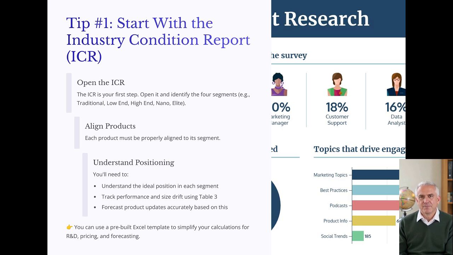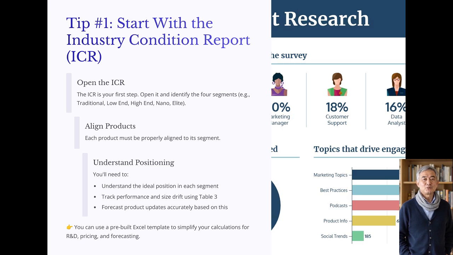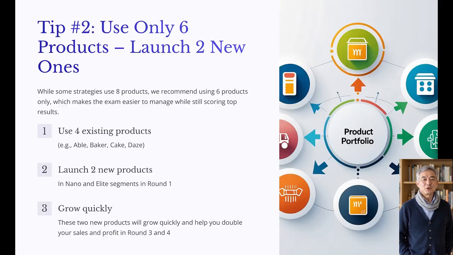forecasting. Tip number 2, use only 6 products, launch 2 new ones. While some strategies use 8 products, we recommend using 6 products only, which makes the exam easier to manage while still scoring top results. Use 4 existing products, e.g., Able, Baker, Cake, Days. Launch 2 new products in nano and elite segments in round 1. These 2 new products will grow quickly and help you double your sales and profit in round 3 and 4.